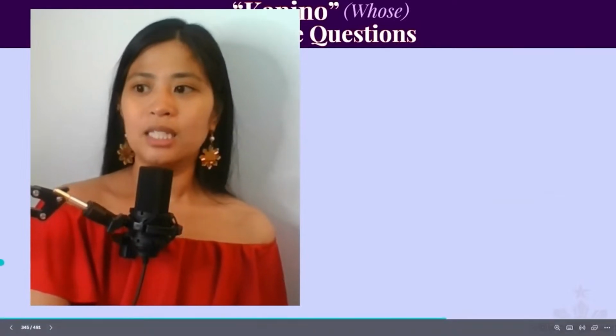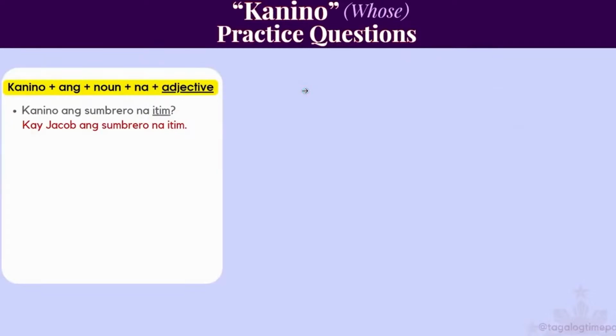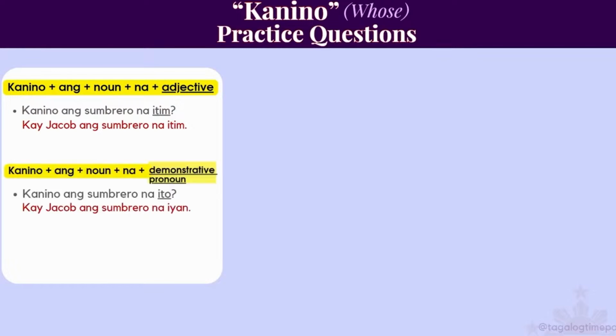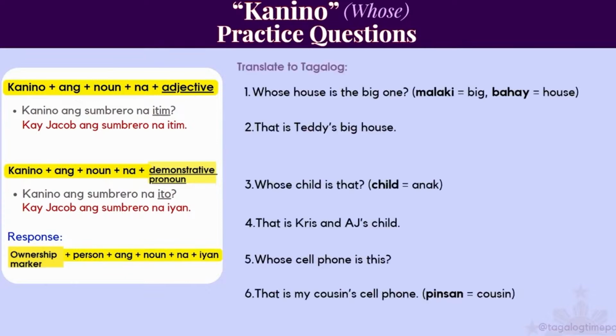Now, let's practice using kanino in a question. So, kanino ang plus a noun plus na plus the adjective. Or kanino ang plus a noun plus na plus a demonstrative pronoun. Kanino ang sombrero na ito versus kanino ang sombrero na itim. And then the response has to have the ownership marker. Remember, kay or kina or sa. Then it's the person. Then it's ang noun na iyan. Or you could just use the simplest answer. Let's take a look at these examples.